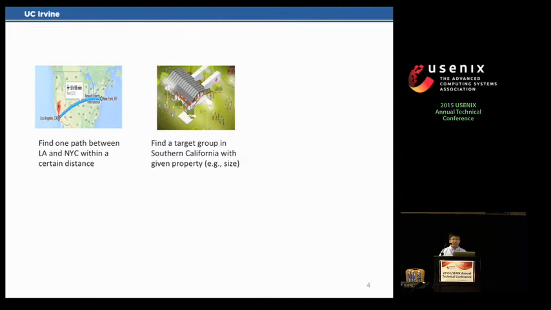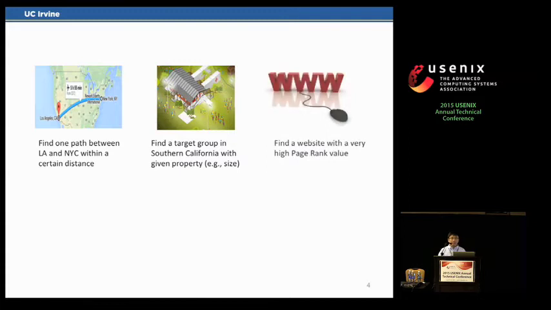If you want to do target marketing, it's more important to find a target group of customers with a given property. It's not important to find all groups of customers. If you want to put ads online, it's more important to find a website with a very high PageRank value. It's not important to find PageRank values for all the web pages. These queries need iterative computation over graph vertices and edges, and we refer to these queries as analytical queries.